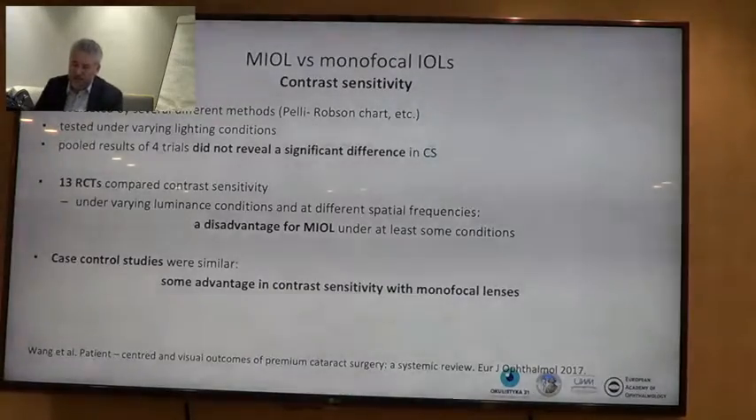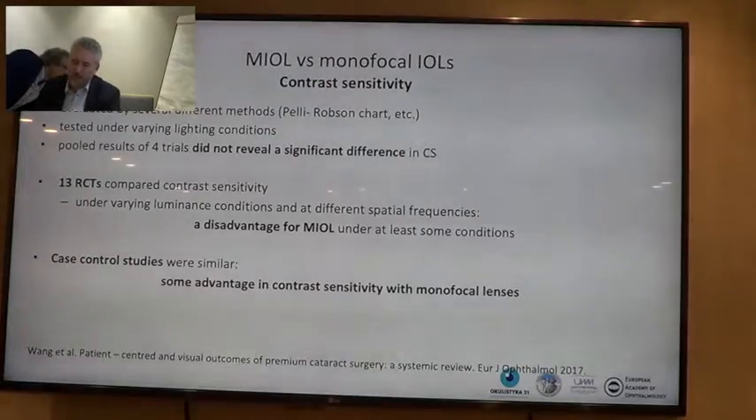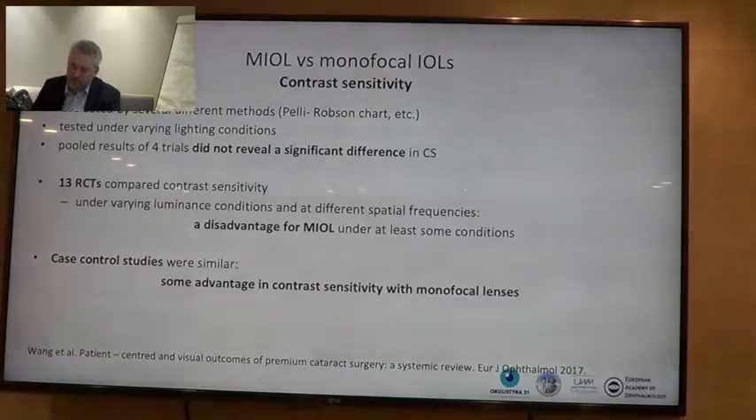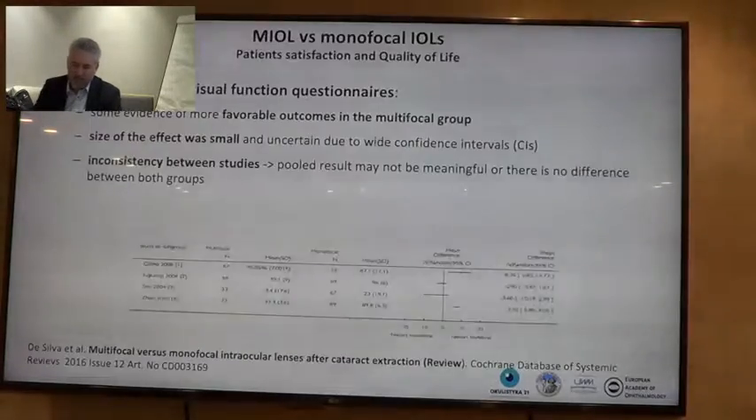There were 13 randomized controlled trials that compared contrast sensitivity. Again, I need to underline that under varying luminance conditions and at different spatial frequencies, they showed a disadvantage for multifocal IOLs under at least some conditions, and case control studies confirmed that. So they showed some advantage in contrast sensitivity with monofocal lenses. However, the strength of this evidence is not very big.